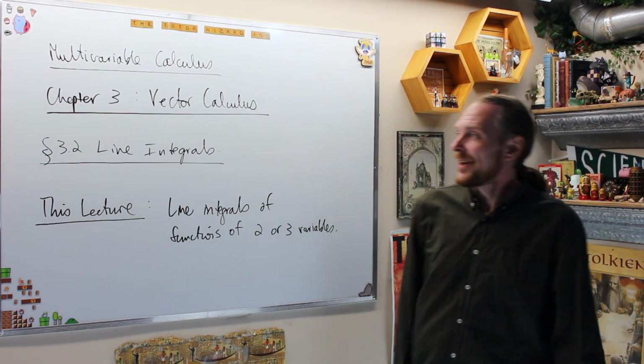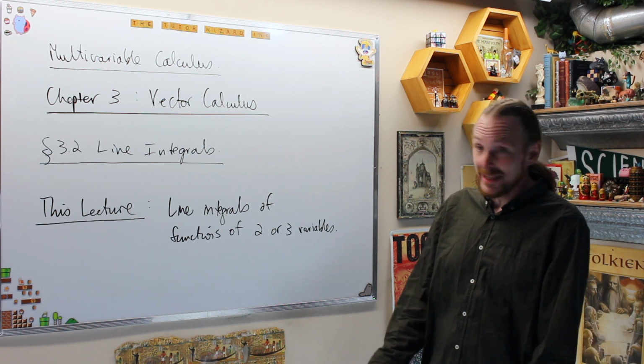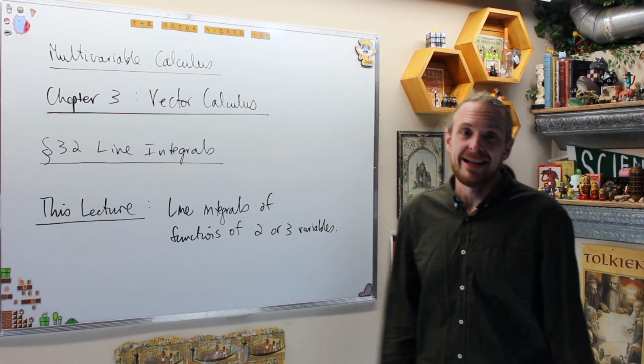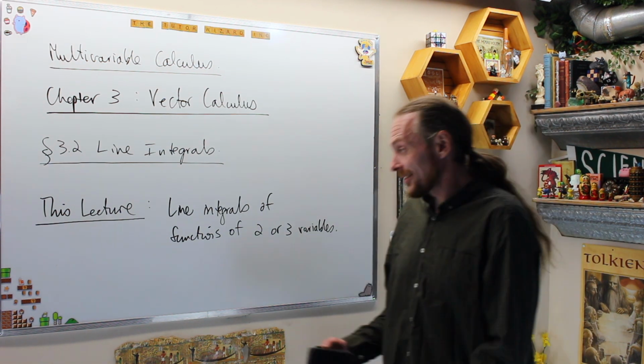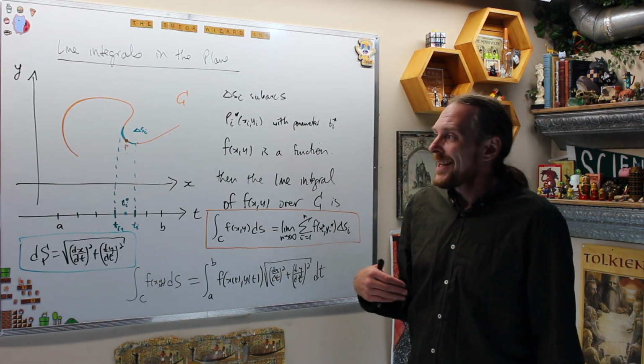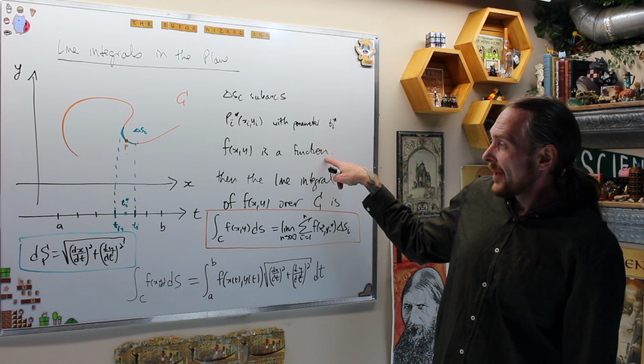We're doing multivariable calculus. We're in chapter 3, which is vector calculus. 3.2 is going to be line integrals. Specifically, we're going to do line integrals of functions of 2 and 3 variables. Let's do that. Okay, for line integrals over the plane, we're going to have a function of 2 variables.